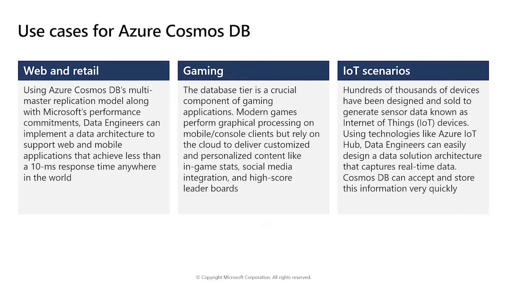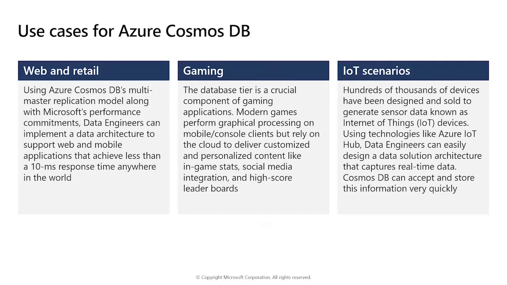And so a game database needs to be very fast, and it needs to be able to handle massive spikes in request rates, especially during new game launches or new feature launches and updates. Azure Cosmos DB is also able to support IoT systems and devices.